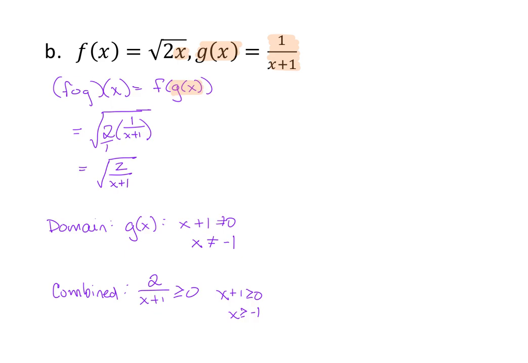And so now if we go ahead and combine these two statements, we have x cannot equal -1. We have x has to be greater than or equal to -1. And so our combined domain, or our domain for f of g of x, is -1 to positive infinity.